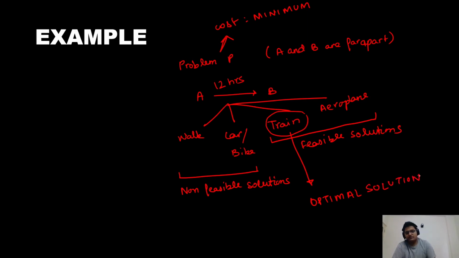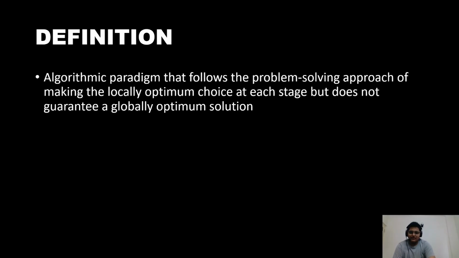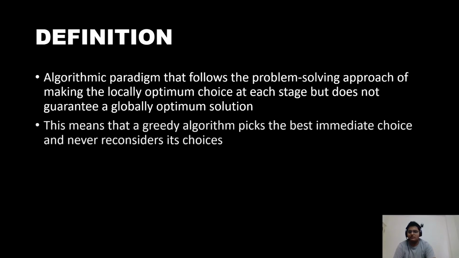Now that we have understood this basic terminology related to optimization problems, we can move on to the definition of greedy algorithms. Greedy algorithms are an algorithmic paradigm that follow the problem-solving approach of making the locally optimum choice at each stage, but do not guarantee a globally optimum solution. To put it in simpler words, this means that a greedy algorithm picks the best immediate choice and never reconsiders its choices. To further understand what a greedy algorithm is, let us look at some pseudocode.